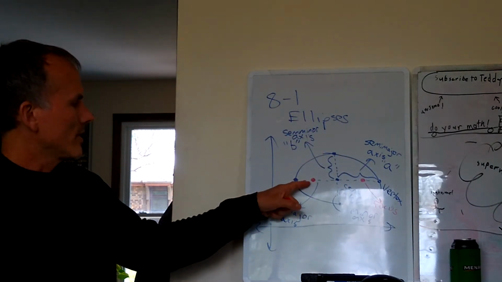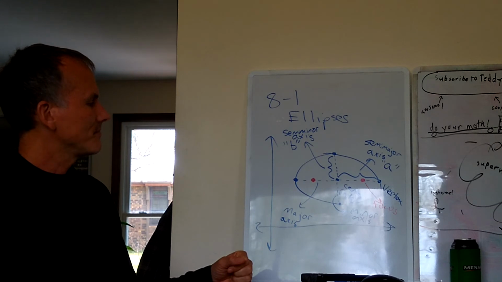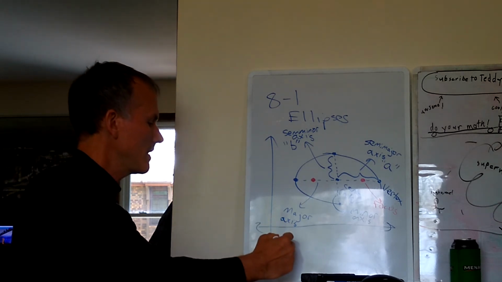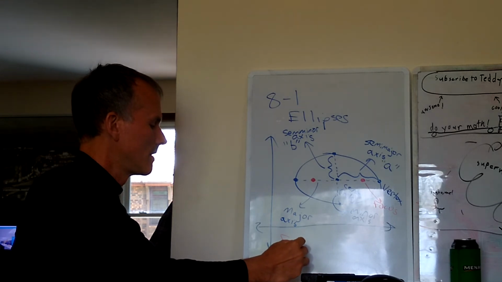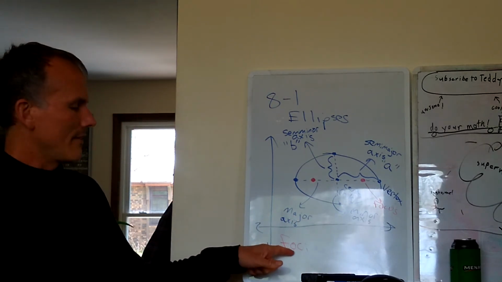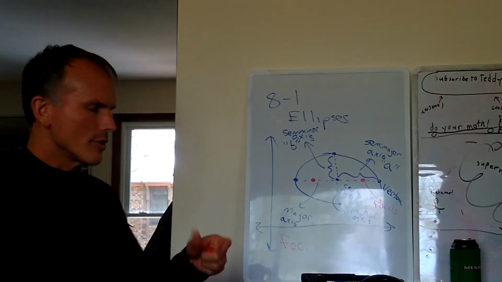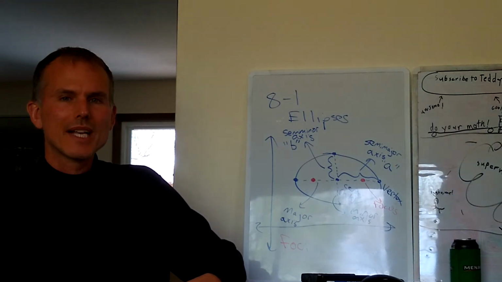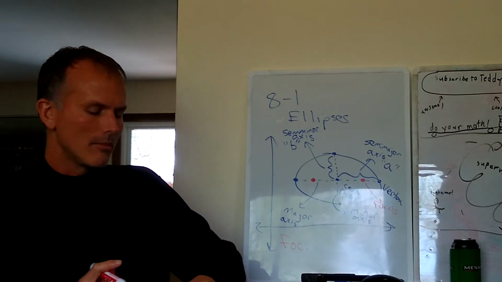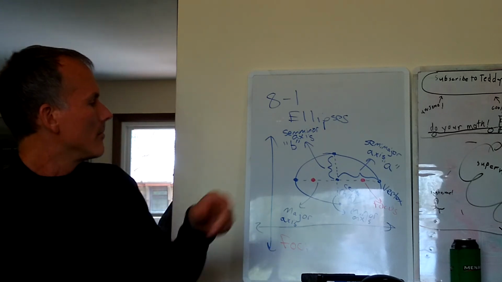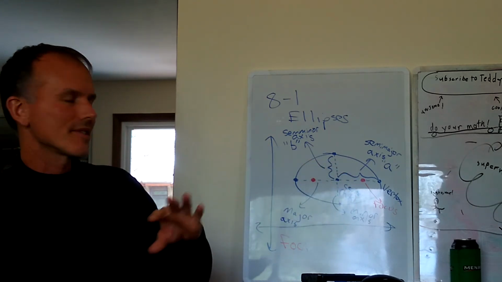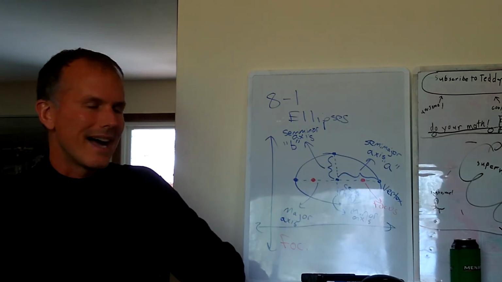And this one over here is also called a focus. So the plural of focus is F-O-C-I. Usually say that foci, although foci would be acceptable, I suppose. But foci. So here's a focus, here is a focus. So this ellipse has 2 foci.